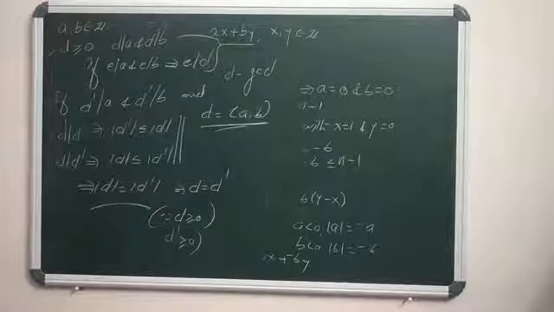Agreed. So, if D is the greatest common divisor of A and B, then D can be expressed as a linear combination of both A and B. Agreed.